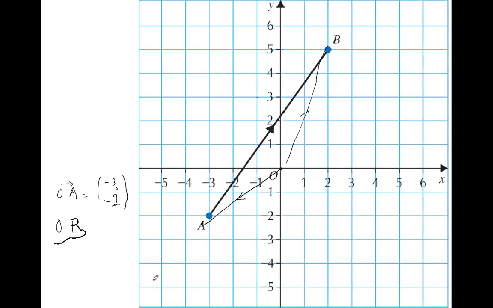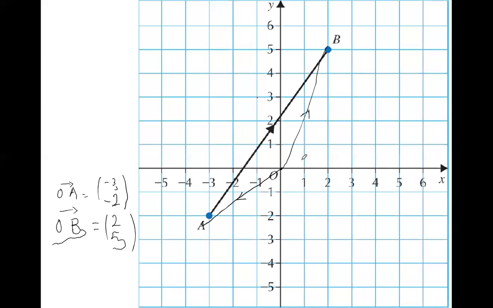So my computer is completely losing the plot here. Okay, so I said 2 and 5 going up. So those are my components.